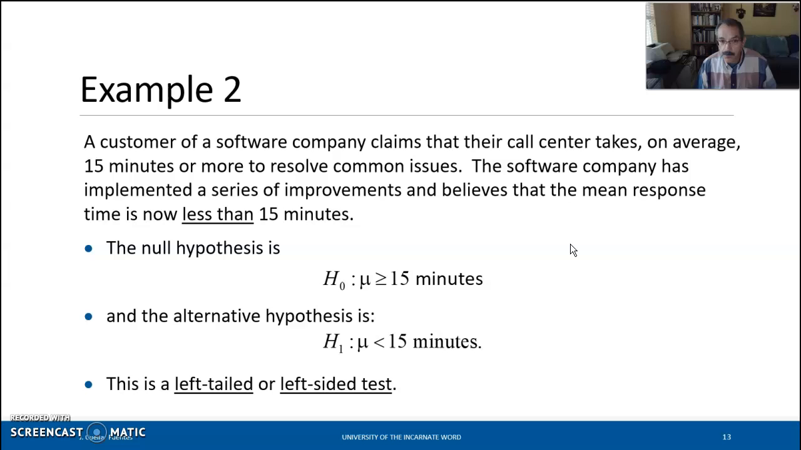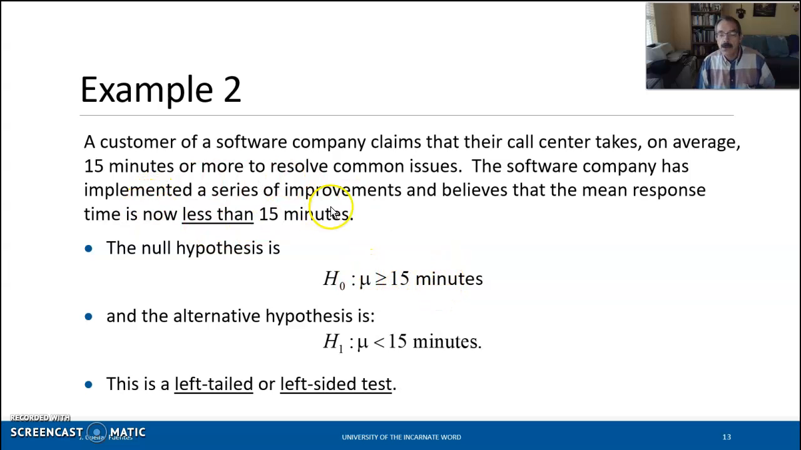Let's look at another example. A customer of a software company claims that their call center takes on average 15 minutes or more to resolve common issues. The software company has implemented a series of improvements and believes that the mean response time now is less than 15 minutes. So here are two things. The customer claims that the call center takes on average 15 minutes or more. That statement is the null hypothesis because there is an equality here. So that customer is quoting the null hypothesis.